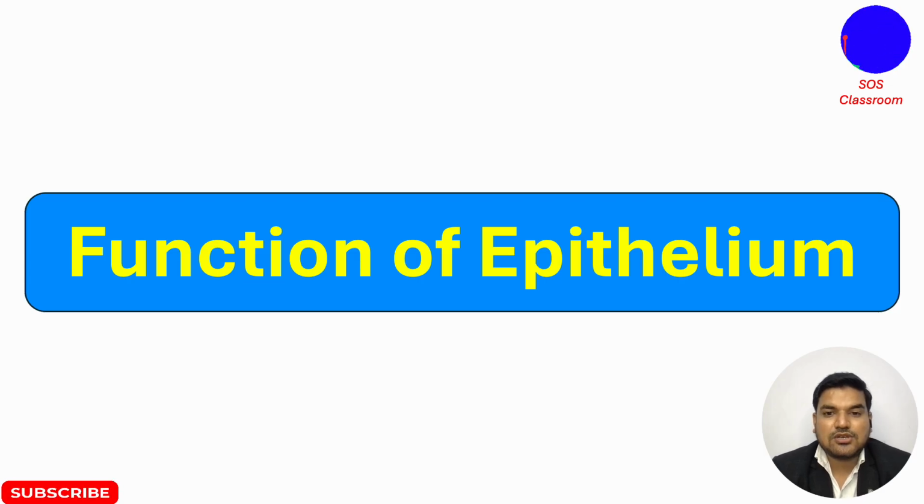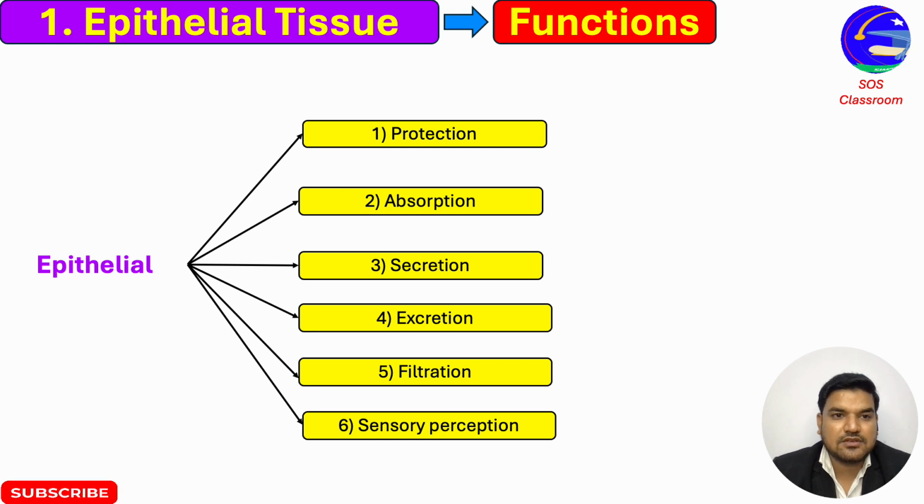Let's discuss the function of epithelium tissue. First of all, we discuss the different types of function. Then we start the different types of classification of the epithelium tissue. So the functions of epithelium are protection, absorption, secretions, excretions, filtration, and sensory perceptions.